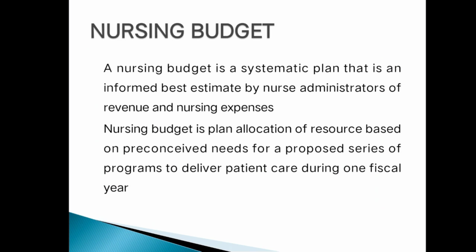Nursing budget is a systematic plan, an informed best estimate by nurse administrators of revenue and nursing expenses. So nursing budget is a planned allocation of resources based on preconceived needs for a proposed series of programs to deliver patient care during one fiscal year. We have seen that budgeting is prepared in advance for the next year. If it is an education institution, then we will be planning for the next academic year.